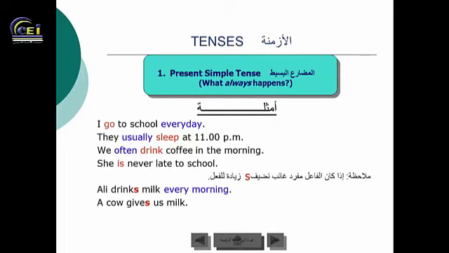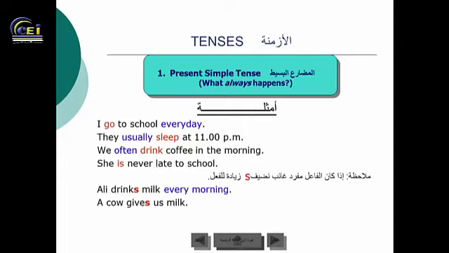The present simple tense is formed from I, you, they, we, plus the infinitive. But he, she, it, plus the verb with s, es, or ies. Again, I, you, they, we, plus infinitive; he, she, it, plus the verb with s, es, or ies. The example: I go to school every day. The sentence is in the present simple because go follows I in the infinitive, and every day is a key word in the present simple.